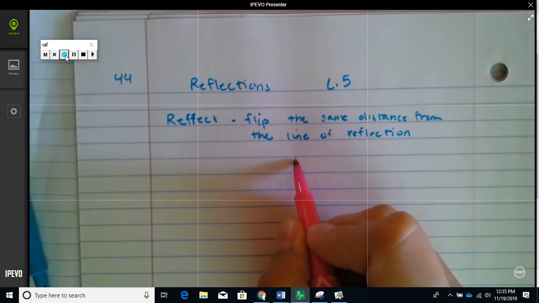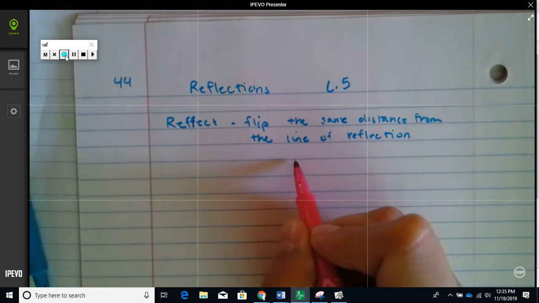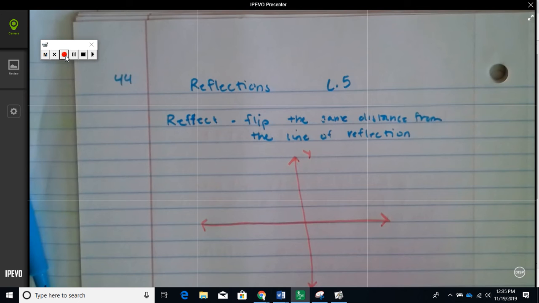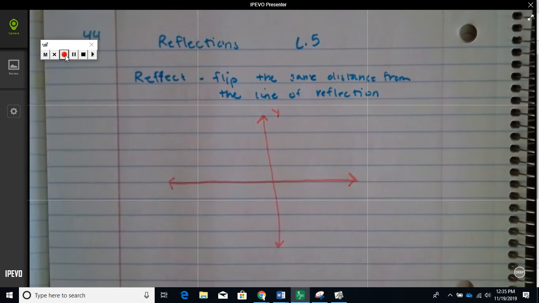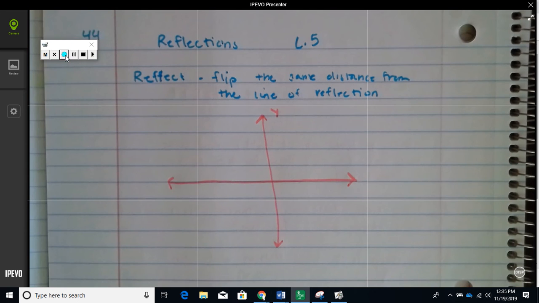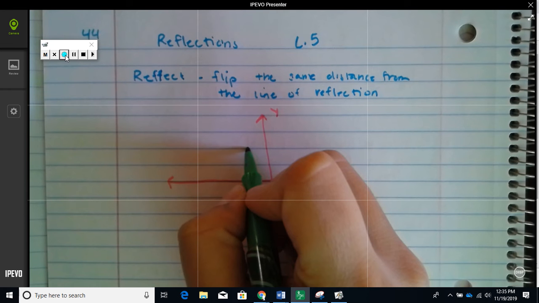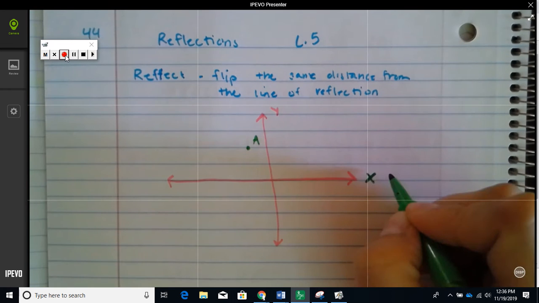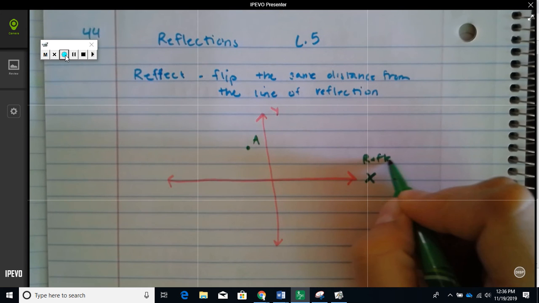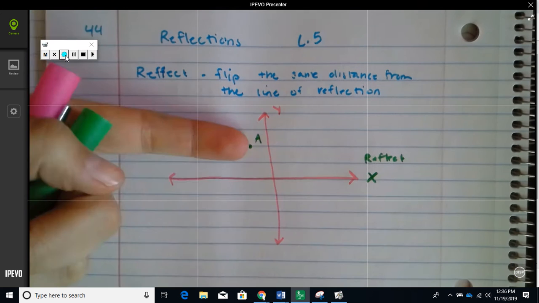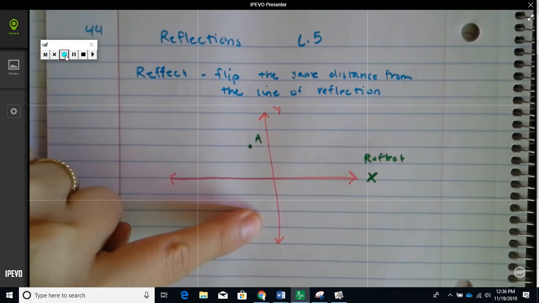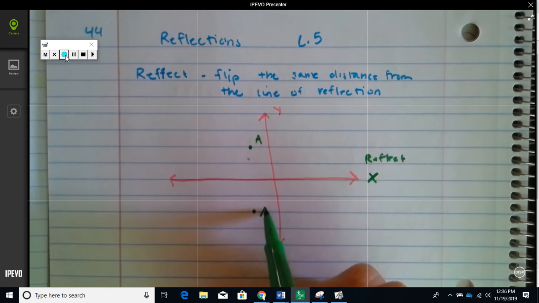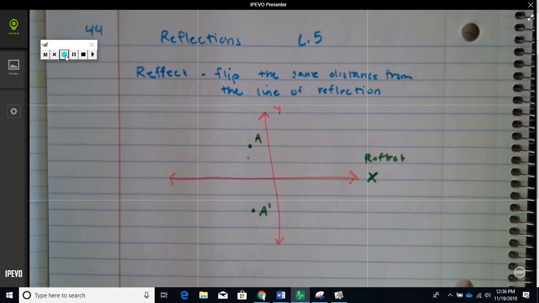So what I'm going to have you do is draw, this is the y-axis, and here will be the x-axis. Okay, so let's say that we have a point right here, and we'll call it point A. If you reflect point A across the x-axis, it's going to go from here over here. Does that make sense? You can think about it as 2 rows away, so this one will also be 2 rows, and then A prime will be here. Does that make sense?